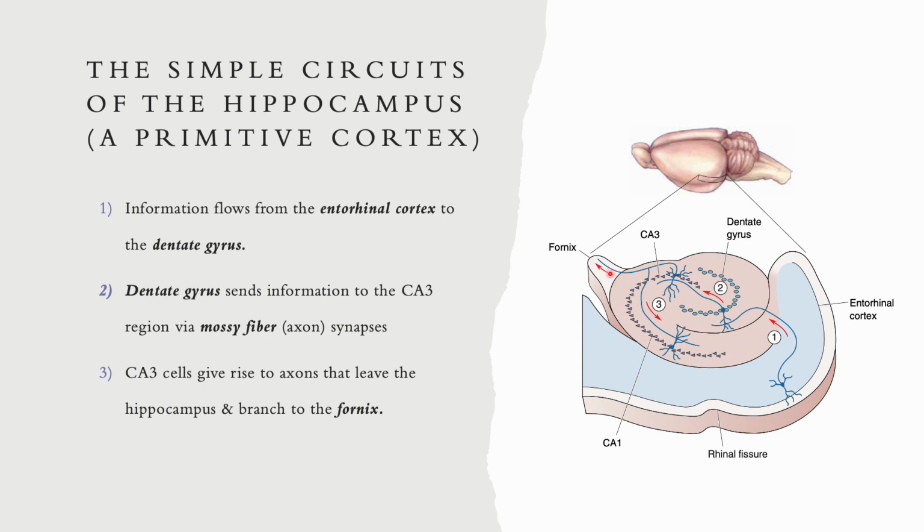And if you remember, the fornix is this commissure that allows for communication between the hippocampus and the thalamus and the hypothalamus, because axons from the hippocampus can project to these other areas. So ultimately, the fornix is this main mode of communication, and information can thus be sent from the hippocampus to the thalamus and the hypothalamus.